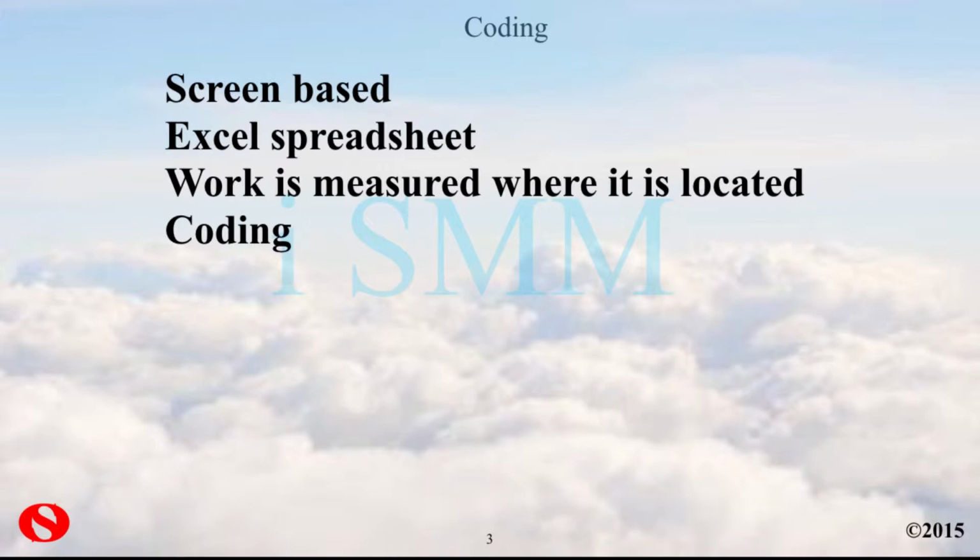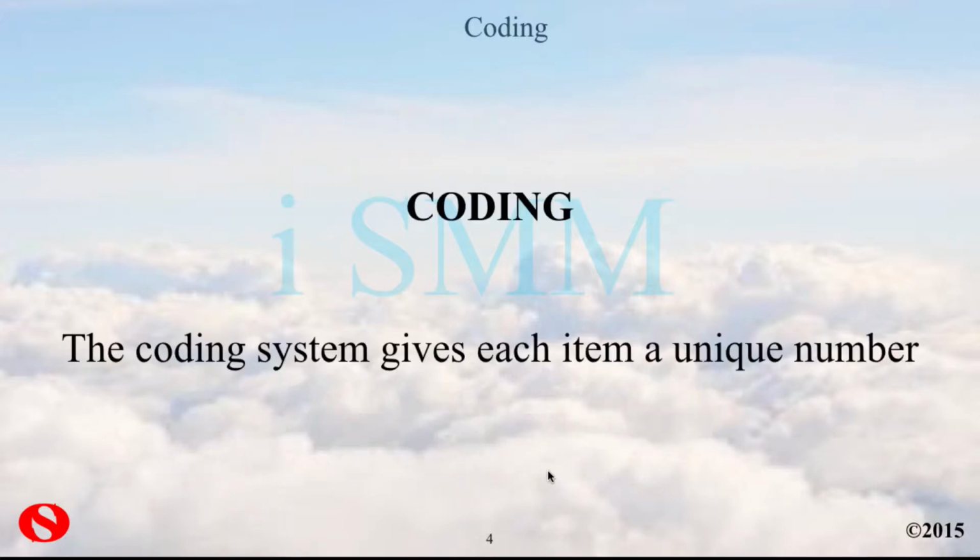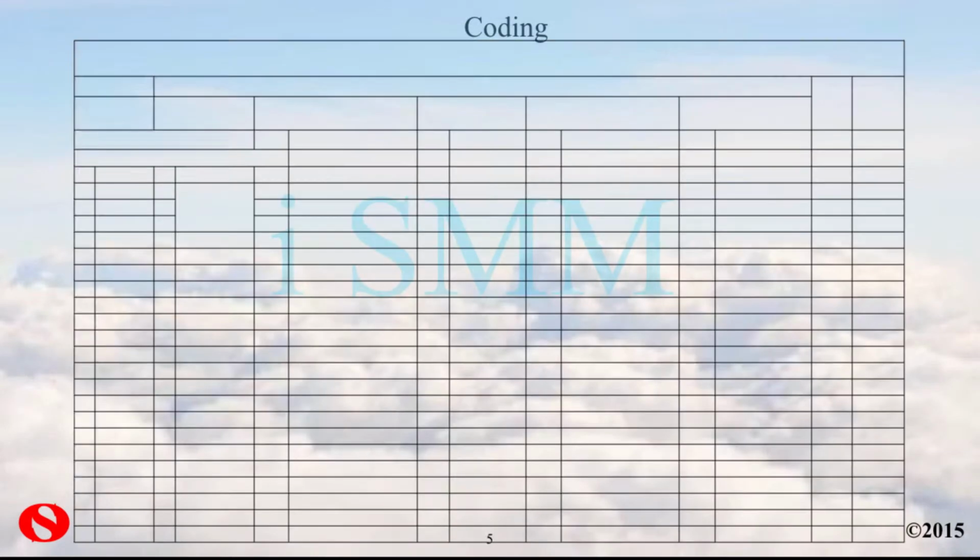For example, the coding is what we're particularly looking at, and it's got a unique set of numbers which we'll look at now. This means that this SMM, this iSMM, can be used without amendment at the estimate stage, target costing, BQ, the final account, and the whole life stages of the project, so that there's no need for different types of standard method for different stages of the contract. The coding itself looks like this.